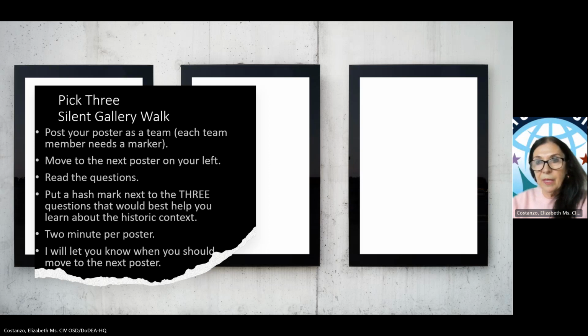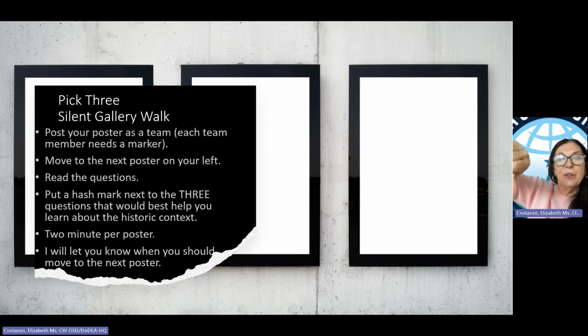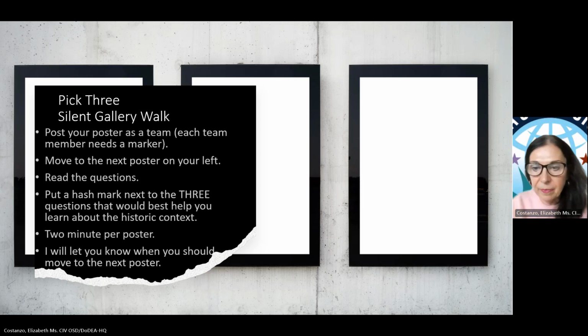Okay. Give me a thumb up if you're good, a thumb sideways if you are unsure, and a thumb down if you'd like me to repeat those instructions. Awesome. It looks like we're all thumbs up. Okay, great. So now we're going to go ahead and you're going to have 2 minutes at the poster.